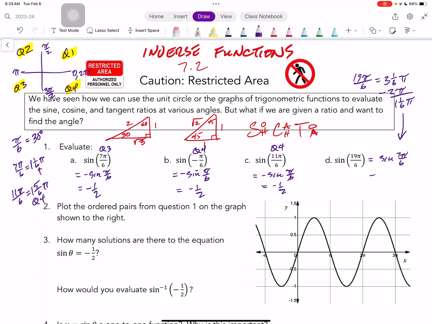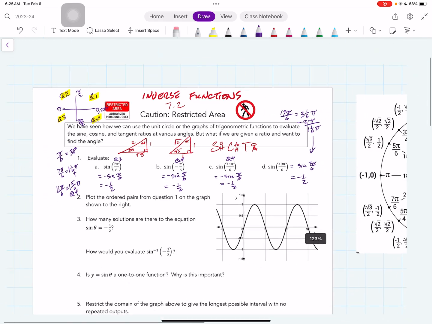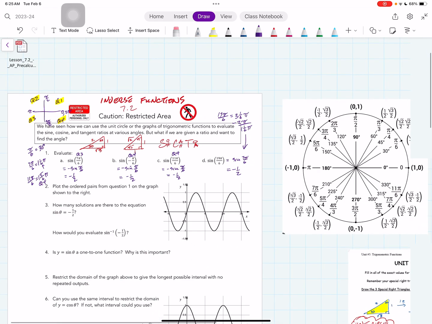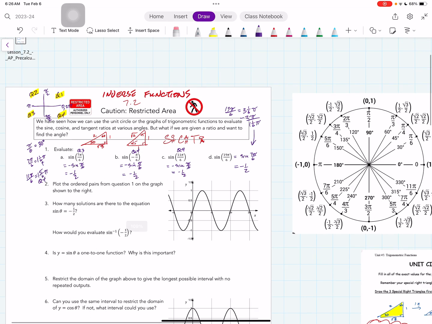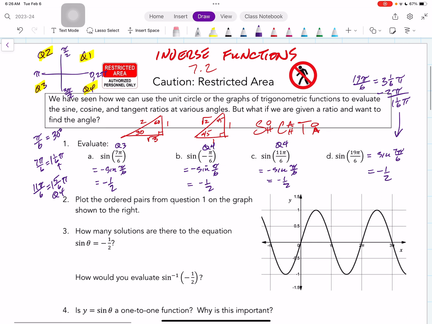All right, we already know that that's negative 1/2. So you have to evaluate your functions and know your 30-60-90 and your 45-45-90. And of course, like I said, you can memorize the unit circle, and if you want to do that, that's fine. There are many different ways of doing things, and as long as you're thinking correctly, it's all good.